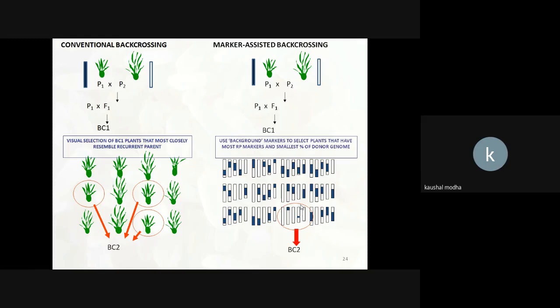And here our selection is not based on phenotype. Selection is based on genotype. So if you apply speed breeding, within 1 year you can develop the variety, combining speed breeding and marker-assisted backcrossing.